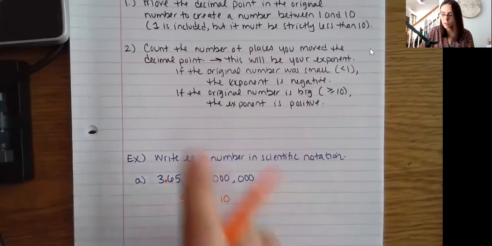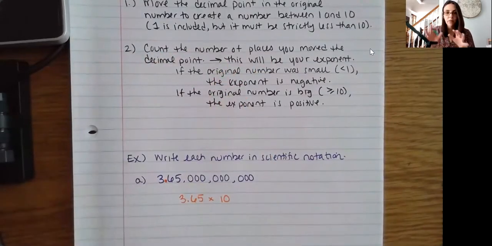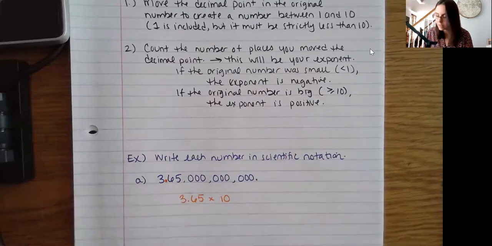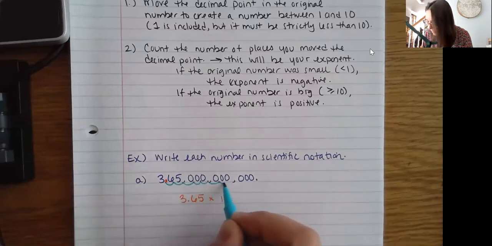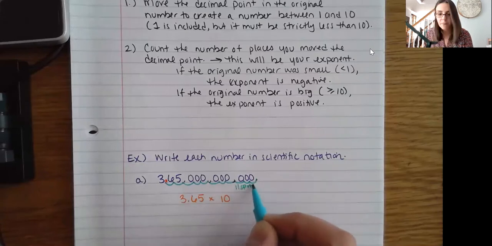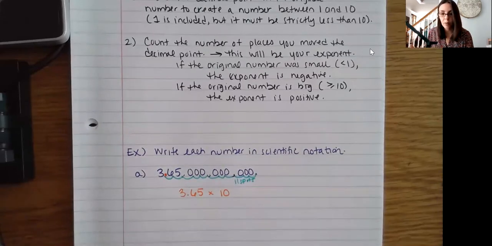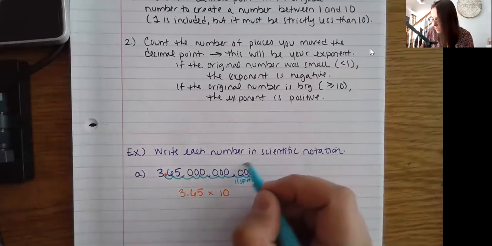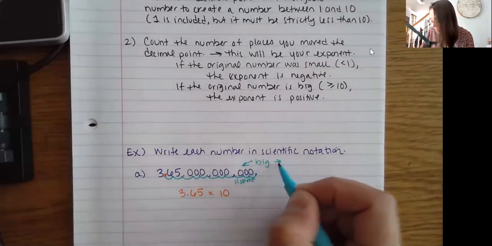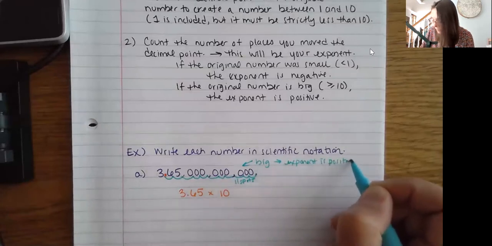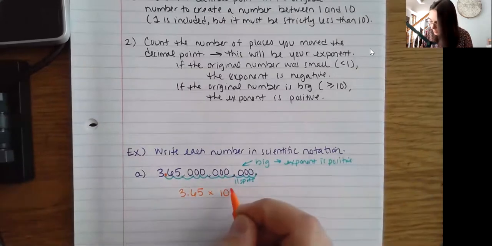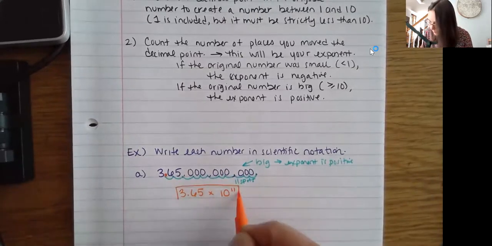And now your second step is to count. My original decimal point, I know it wasn't written in, it's always at the end of a whole number. So how many spots did I move? I moved 1, 2, 3, 4, 5, 6, 7, 8, 9, 10, 11 spots. So that is going to be your exponent. And this number is big, so my exponent is positive. So I'm just going to put a positive 11 here. And that's it.